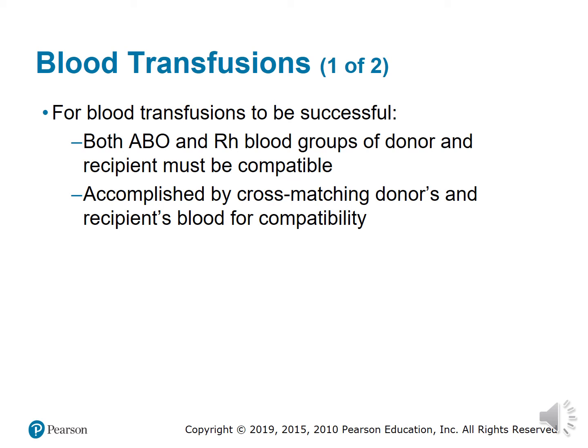Blood transfusions. For blood transfusions to be successful, both ABO and Rh blood groups of donor and recipient must be compatible. All right. This is accompanied by cross matching donors' and recipients' blood for compatibility. And we spoke in previous chapters about genetics. Just because you are related to someone doesn't necessarily mean that you would be a probable donor for them in the event that they need a blood transfusion.